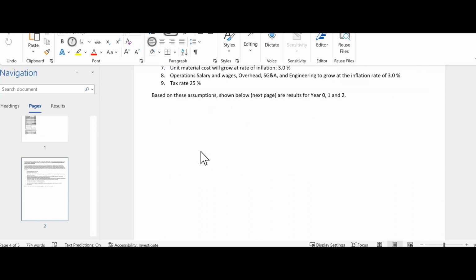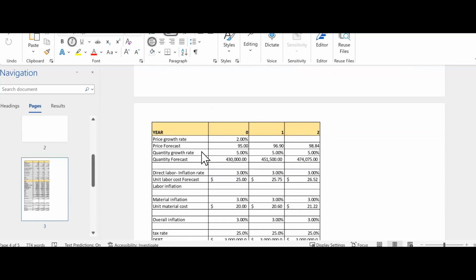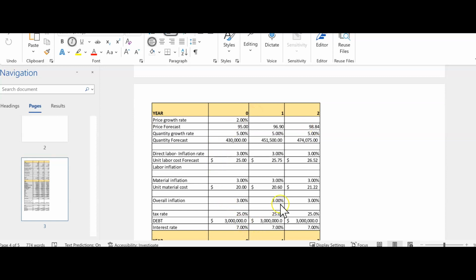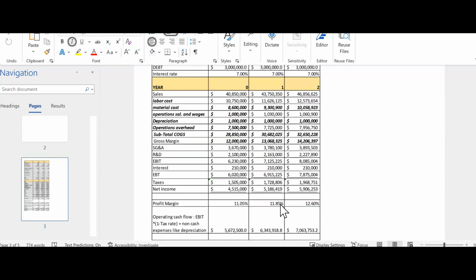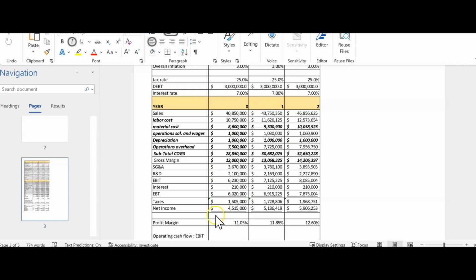Now what I have done for you is I provided you with answers, not the formulas. I've given you the answers for what it would look like for base year, year 1 and year 2. And I've also provided you with an Excel file with these numbers in there. Again, not the formulas, but the numbers. Basically, I've given you the answers.